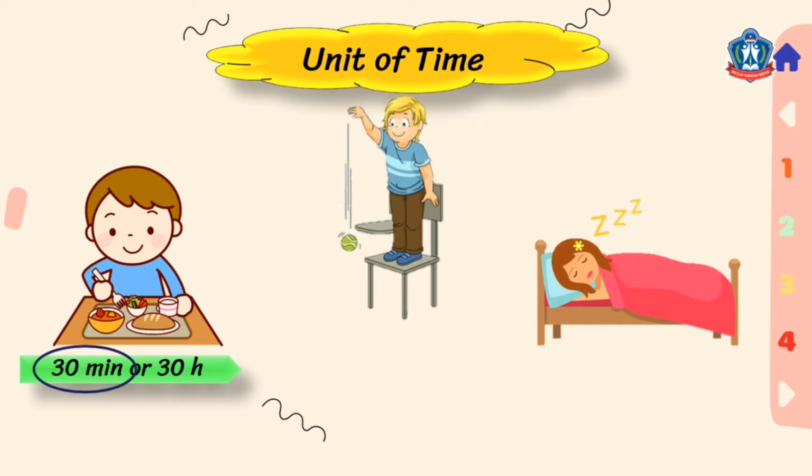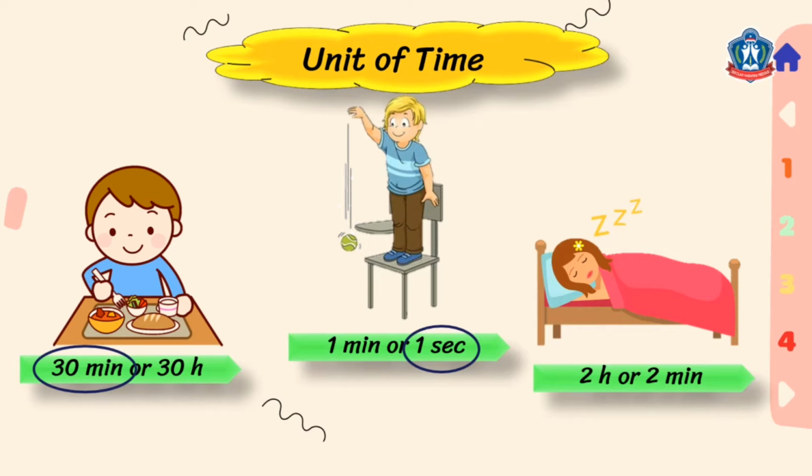How about a falling ball? 1 minute or 1 second? Which one do you think? Yes, it's 1 second. How about nap time? 2 hours or 2 minutes? Which one do you think? Yes, it's 2 hours. So that's how we find the suitable unit of time for a certain activity.